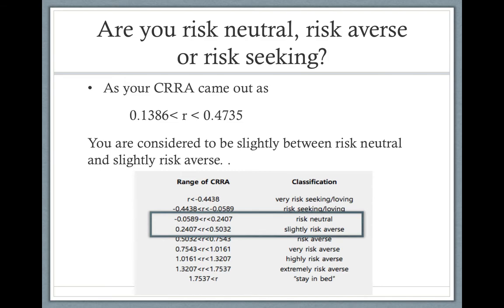So we have worked out that your CRRA is between 0.1386 and 0.4735. And therefore, from the table below, this indicates that you are risk neutral or maybe even just a slightly risk averse individual, judging by your actions in this game.